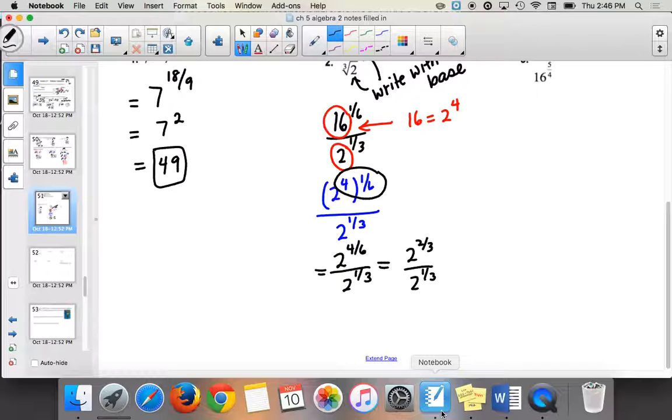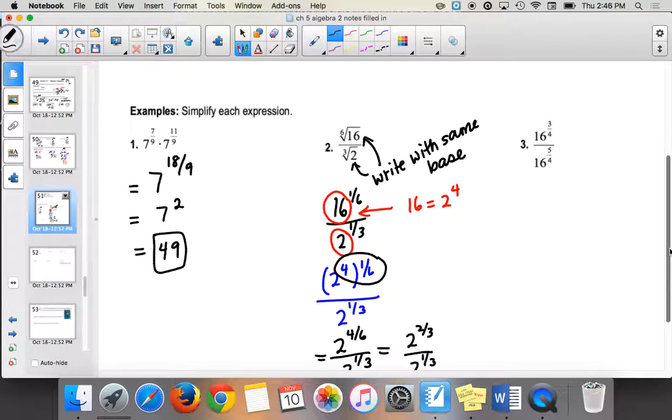Now what do I do with my exponents? Yeah, you subtract. Just like if you had x to the 5th over x to the 2nd, you subtract these exponents, right? That's all we're doing. So we're going to have 2 to the 1/3. And you can leave your answer like that. That's fully simplified. No negative exponents, nothing on the denominator that has a root. Or you can write it, it doesn't matter, as the cube root of 2. So however you want to write it.